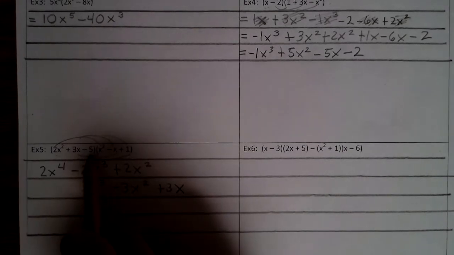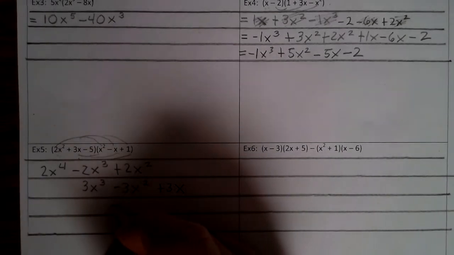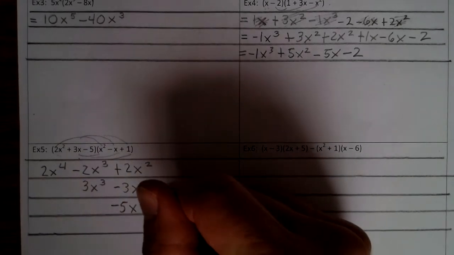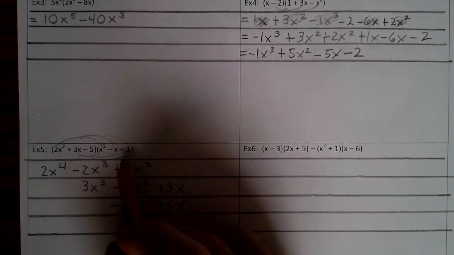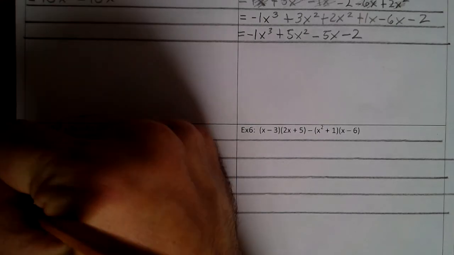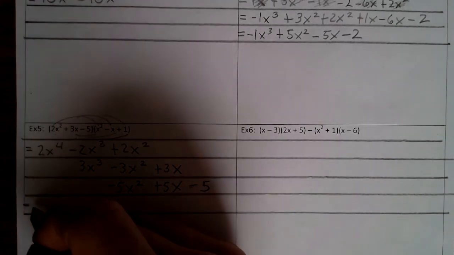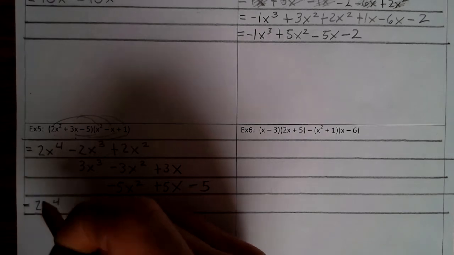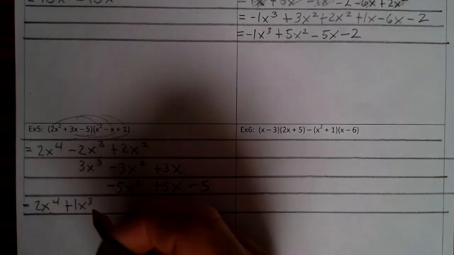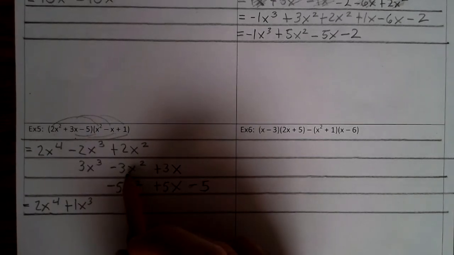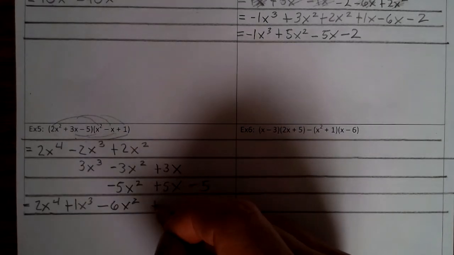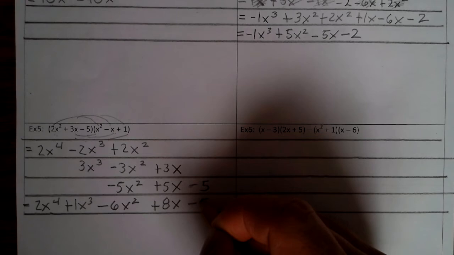Okay, so now we distribute by negative 5. So negative 5 times x squared is negative 5x squared. Negative 5 times negative x is a positive 5x. And negative 5 times 1 is a negative 5. So now we just combine terms. So we have 2x to the fourth. That becomes plus 1x cubed. That's negative 8 plus 2 is negative 6x squared plus 8x minus 5.